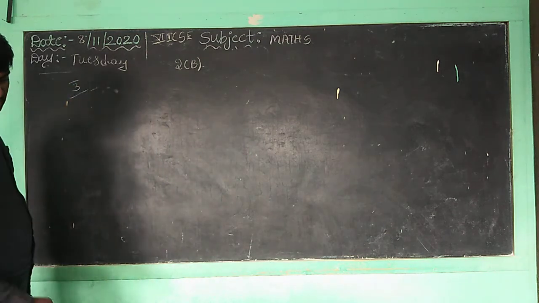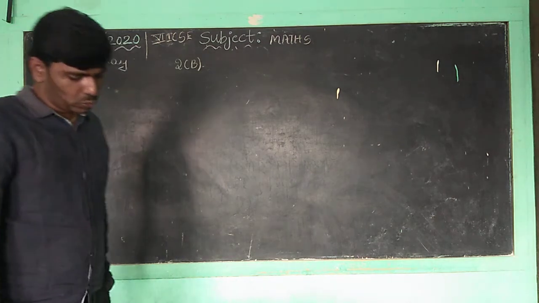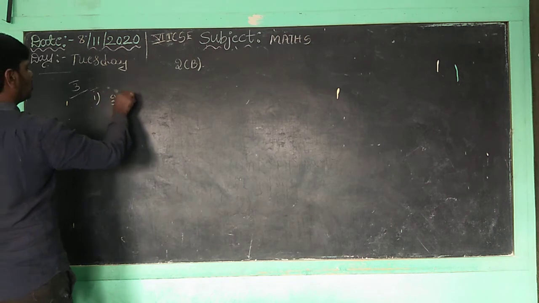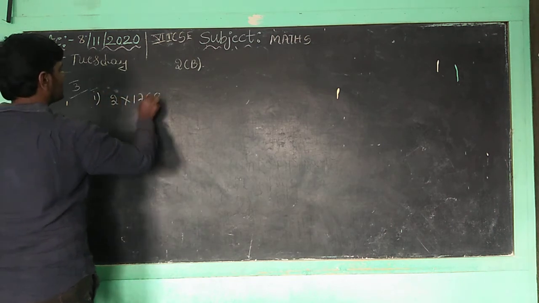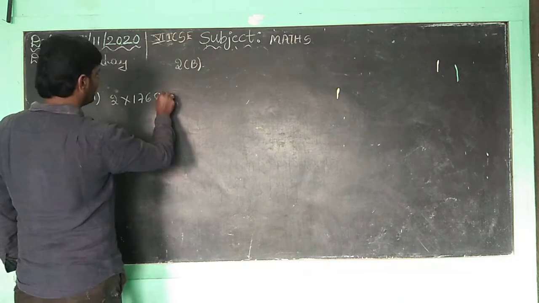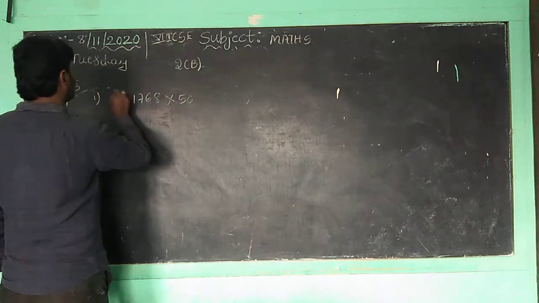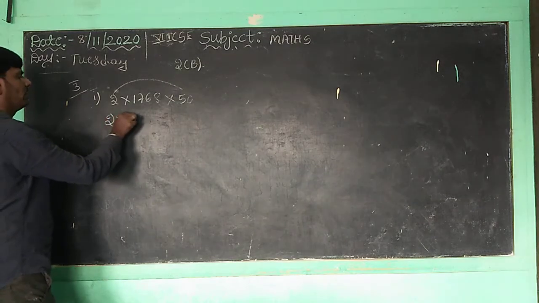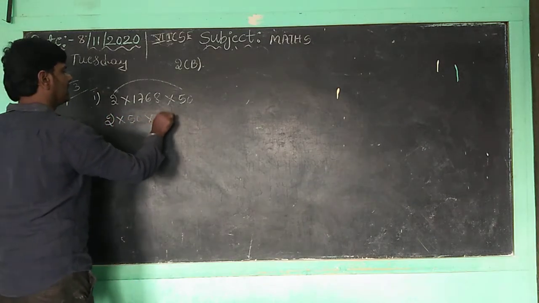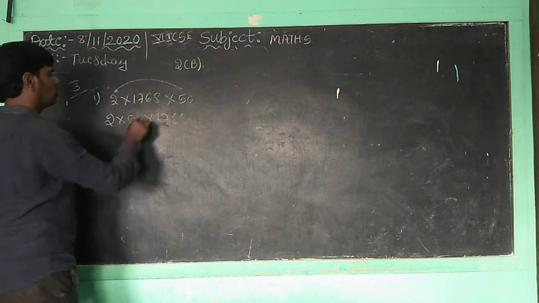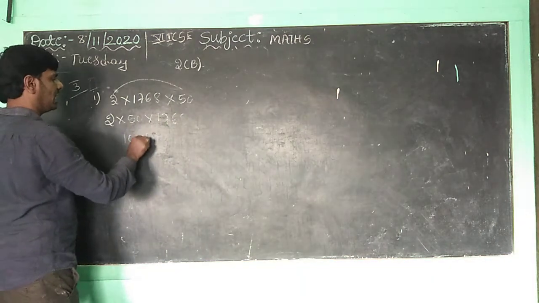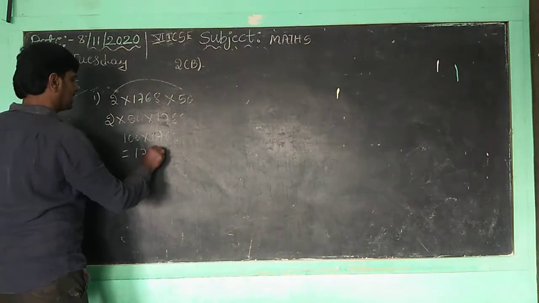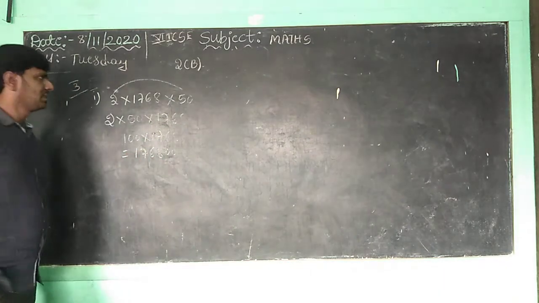What is that product? Children, first you want to take 2 into 1768 into 50. Children, first you want to multiply these two numbers and later this one. 2 into 50 into 1768. So 2 into 50 is 100. 100 into 1768 is equal to 1768 with double 0. This is over.